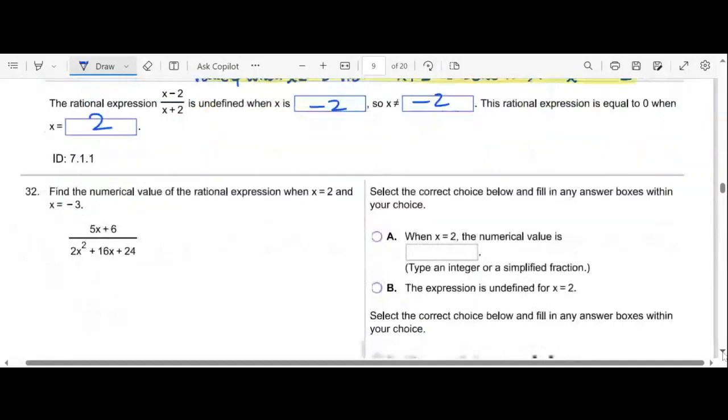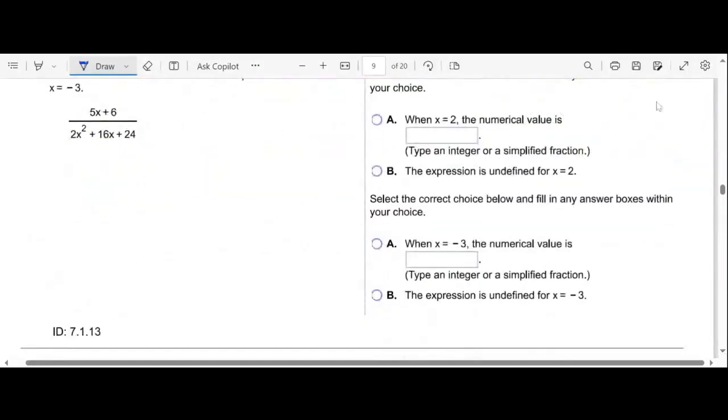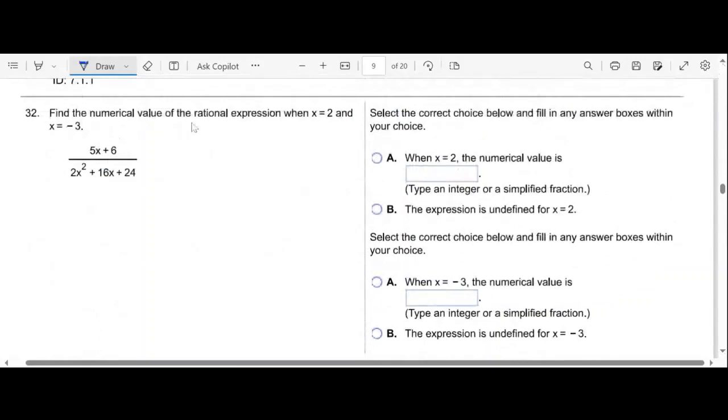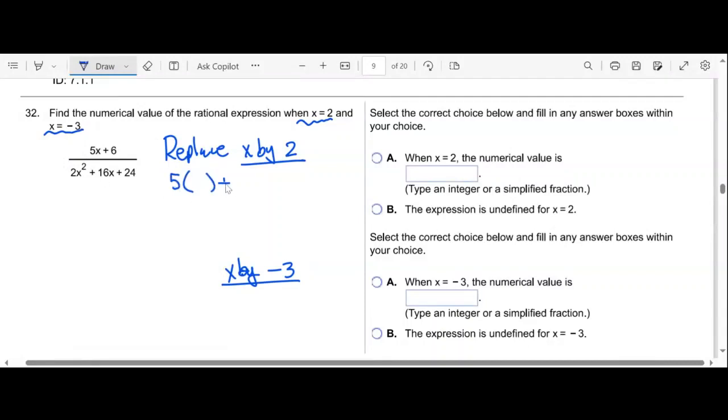Okay, next question. Find the numerical value of the rational expression when x equals 2 and when x equals negative 3. So that means you replace x by 2 the first time, and then you replace x by negative 3 the next time. So the first time, let's work on this. It's going to be 5 over parentheses plus 6 over 2 squared plus 16 plus 24.